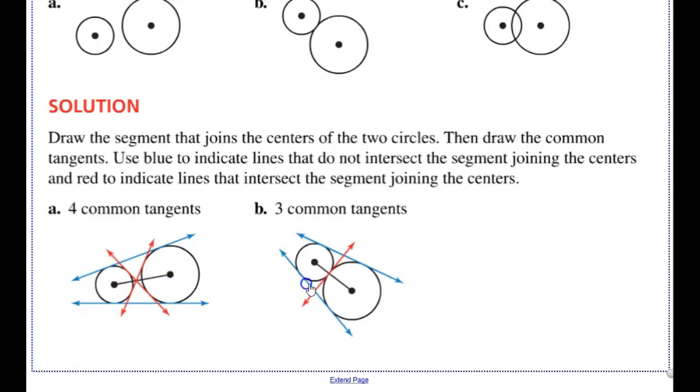So let's look at B. In part B, I only have 3 common tangents. Again, my two blue, my 2 external tangents. But here, since these circles are touching, I only have 1 internal tangent.